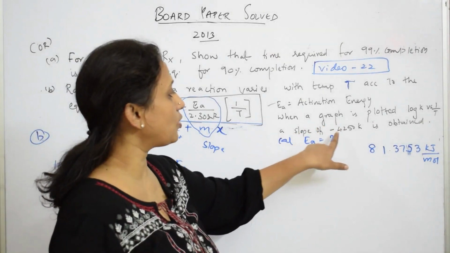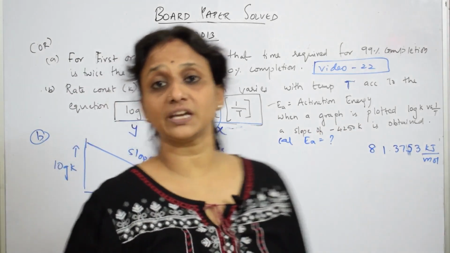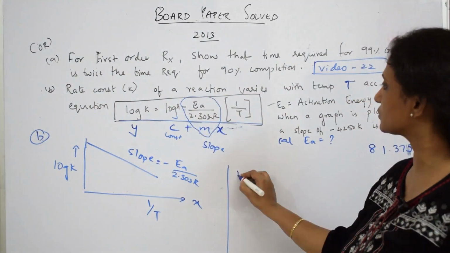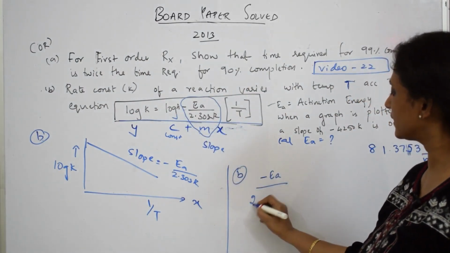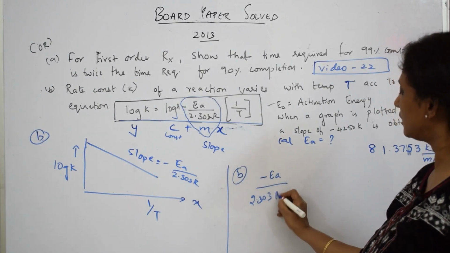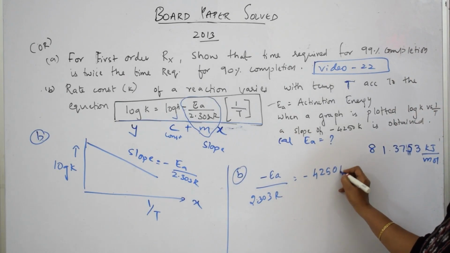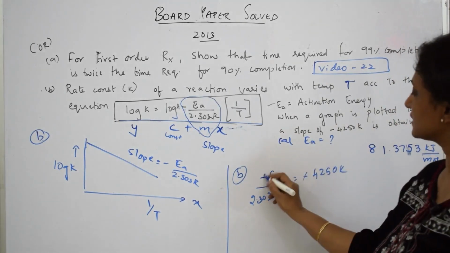They've given a slope equal to minus 4250 K. That is what they've given us. So try to solve. Now your first part is over, try to solve the second part. Minus Ea by 2.303 R is equal to minus 4250, because I have to find this Ea, isn't it? This minus and this minus get cancelled.